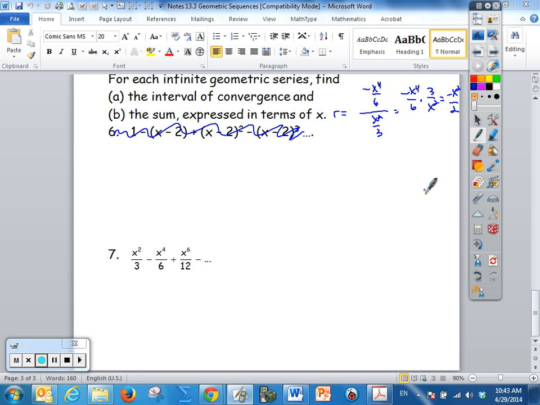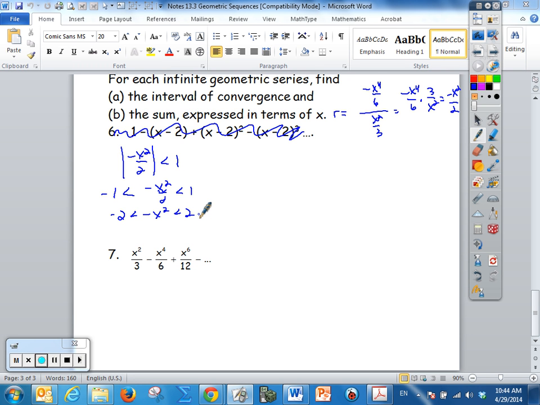We want to find the interval of convergence. So we do our rule. Absolute value of r has to be less than 1. Okay, we take the absolute value bars off. We have to translate it. So negative 1 less than negative x squared over 2 less than 1. At this point, I could multiply both sides by 2. Let's just do that. So negative 2 less than negative x squared less than 2.